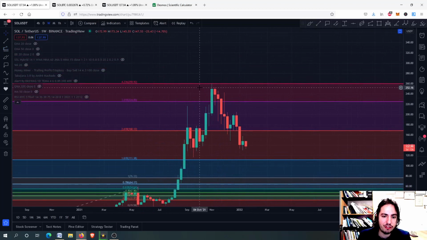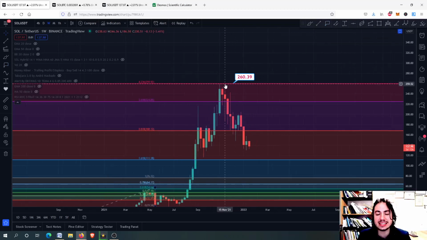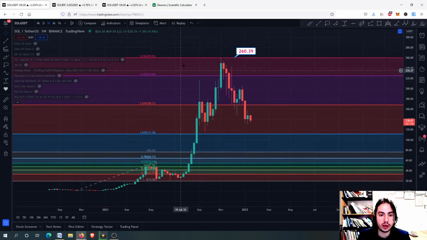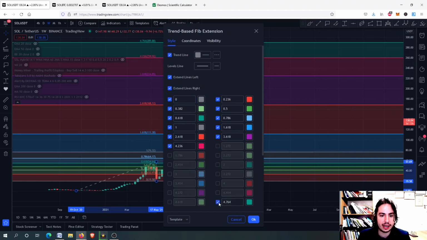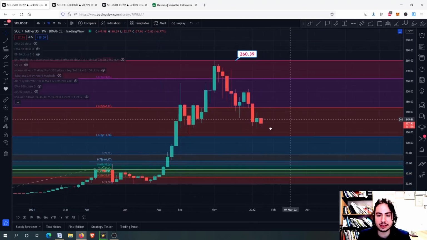You can see that we found the last trend-based Fibonacci extension level on the default settings on TradingView, the 4.236, this line right here, 260 USD. Amazing stuff right there from Solana, and of course from the trend-based Fibonacci extension level. If you would like to add more, you could go in here and add the 4.764 and so on. But the default settings were these, and this is where Solana stopped, and then we had the downfall.